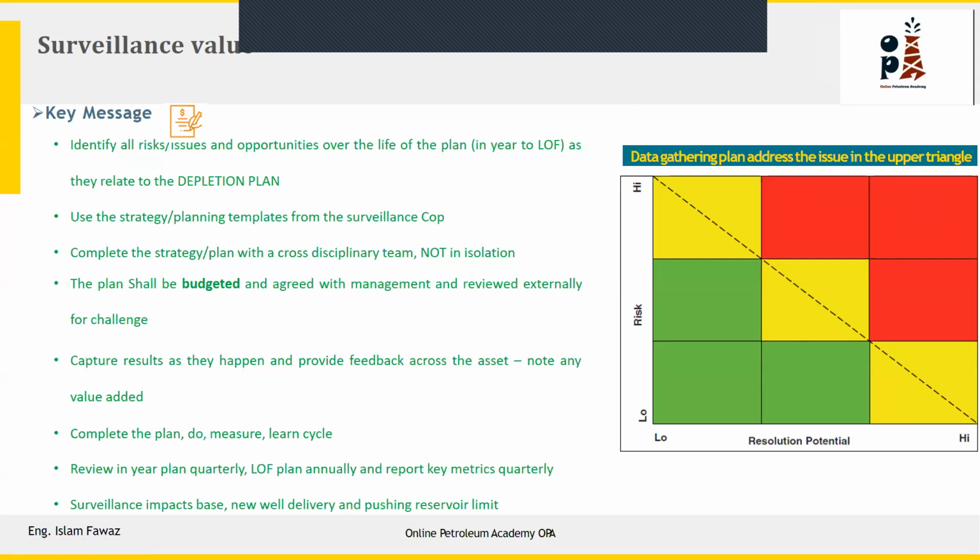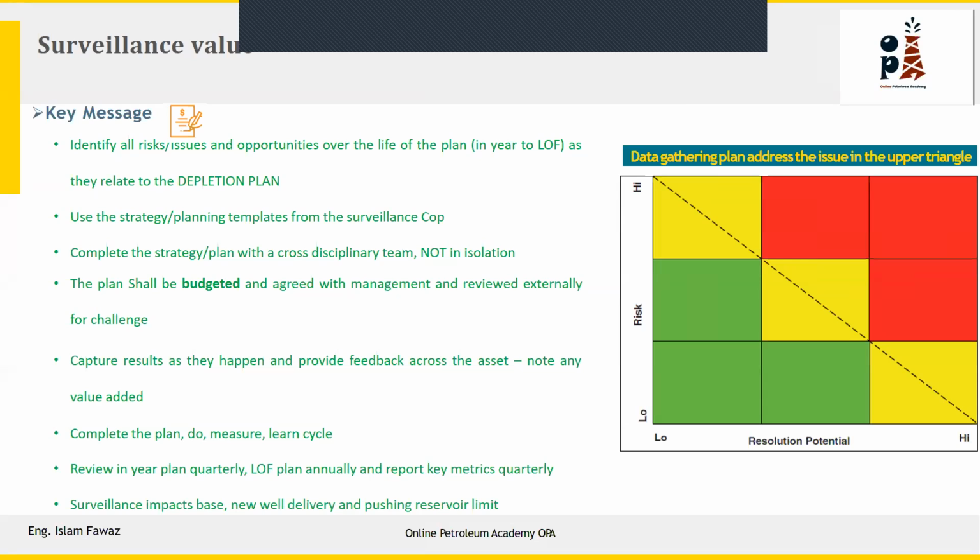Use the strategy and plan template for the surveillance until cessation of production. Complete the strategy plan with different disciplines like petroleum engineers, reservoir engineers, integrity, G&G staff and the petrophysicists, not in isolation. And the facility all put in their individual surveillance in order to maximize the production. This is under the umbrella of the strategic intent. The plan should be budgeted and agreed with the management and reviewed externally for challenge.